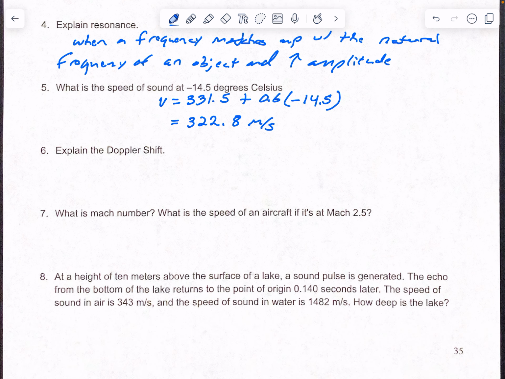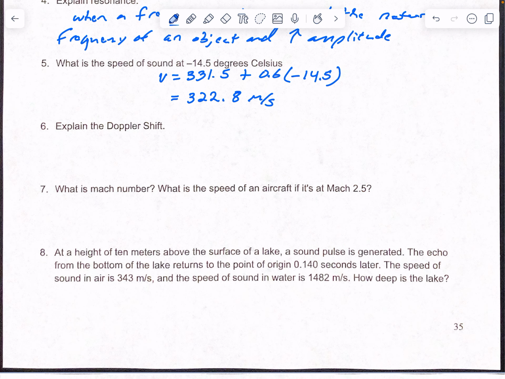Doppler shift. That is when a sound wave bunches up in front of a moving object. So let's say you have an object that is moving this way. These sound waves are going to start bunching up in front of it, which is going to create a higher pitch. And the sound waves behind it are going to stretch out, which is going to make a lower pitch. So that is Doppler shift. It's basically the bunching up of waves to make a high frequency in the front, and the stretching out of waves to make a low frequency in the back.